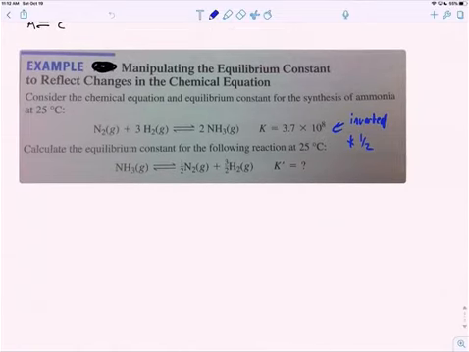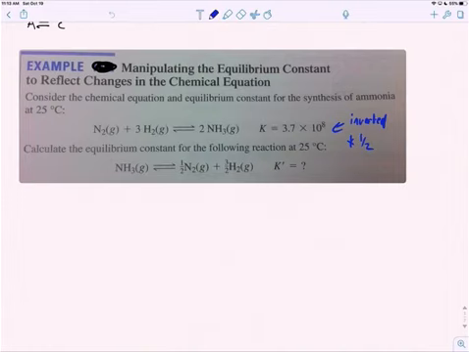Okay, so let's look at this. The equilibrium constant for the ammonia synthesis at 25 degrees Celsius is 3.7 times 10 to the 8. What is the equilibrium constant for ammonia? And why would you do this? To program Excel documents. We chemists use Excel like everyone else does, and you program the cells to do things. So this one you could program for ammonia.